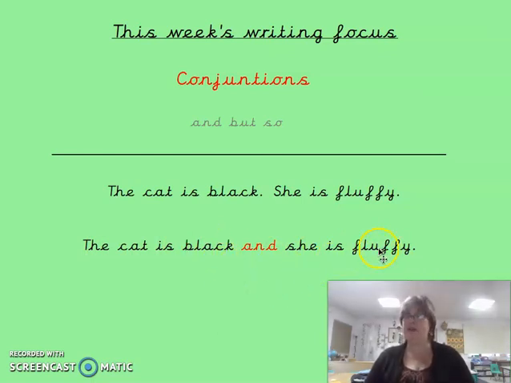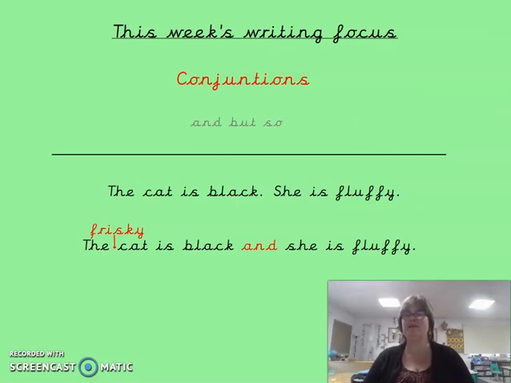Now, black and fluffy are our adjectives, aren't they? So we looked at adjectives last term and we looked about describing. So the cat, we know the cat is black and we know she's fluffy. If you want to be even cleverer, you can bring in another adjective and you can pop it in front of the noun, the cat. So the frisky cat is black and she is fluffy. Now we've got 3 adjectives in that sentence now. She's frisky, she's black, and she's fluffy. Wow, what an amazing sentence we're starting to build just by adding in those words like our adjectives and our conjunctions to make the sentence longer.